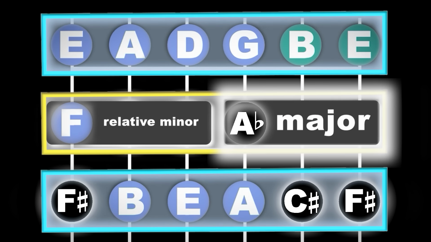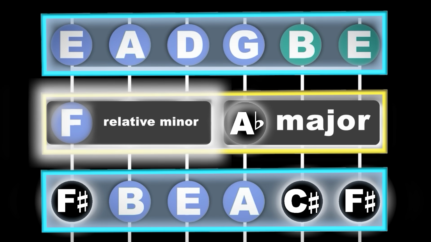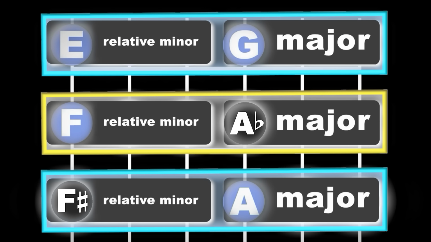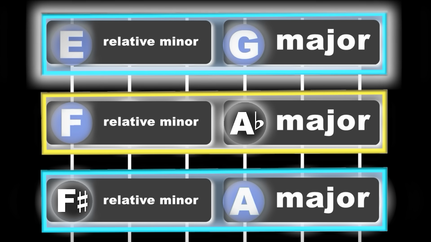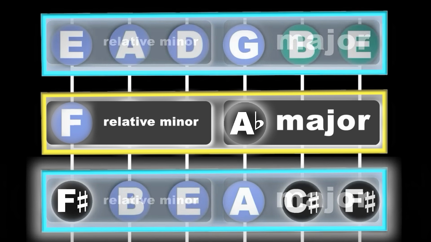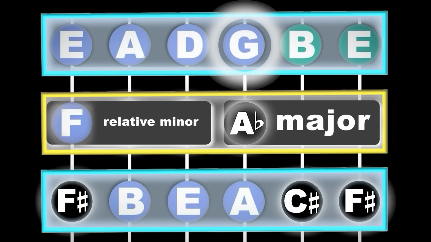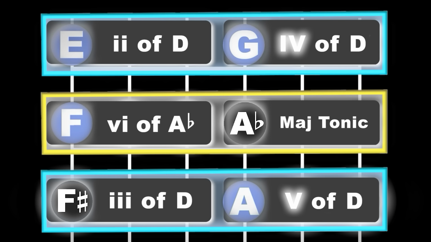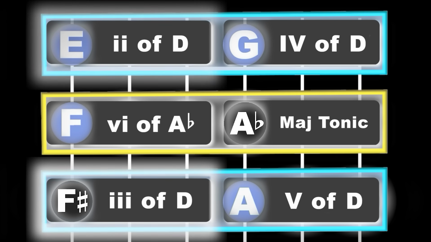Each position will have a major tonic on the 3rd string and its relative minor tonic on the 6th and 1st string. For now, we'll just label the 6th string minor in the diagram. The notes of the pentatonic scales of G major, E minor and A major, F sharp minor are all in the key of D. So the G major and A major pentatonic scales are the 4 and 5 of the key of D respectively, which also means that the E minor and F sharp minor are the 2 and 3 of D.